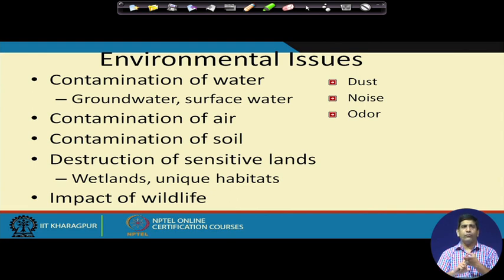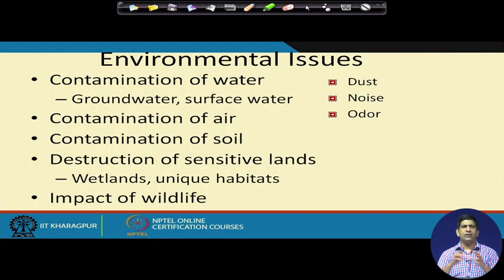So we have to be careful in terms of the groundwater contamination, the surface water contamination, air contamination, soil contamination, and also destruction of sensitive lands. That's why we don't want it closer to a wetland, unique habitats, wildlife, dust, noise, odor, smell. So all these environmental issues have to be taken into consideration when you're operating a landfill.